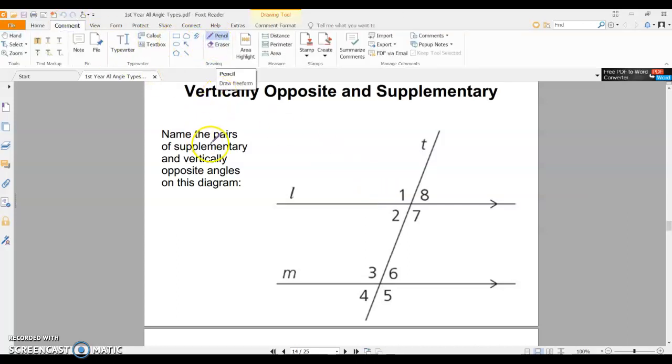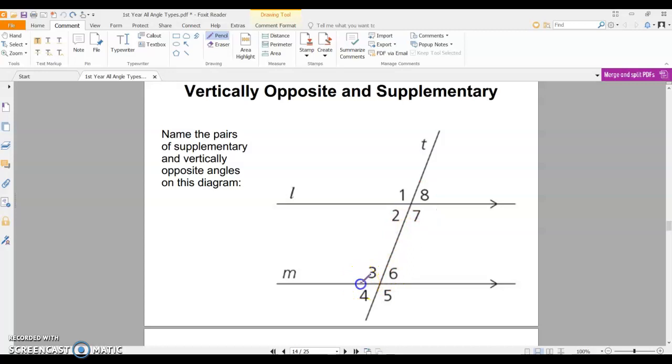Okay, so name the pairs of, we'll do the supplementary angles first. So remember, supplementary angles are two angles which add to 180. So they make up a straight angle. So on that diagram, 1 and 8 are supplementary. They're going to add to 180 degrees. 1 and 2 are also supplementary. They're going to add to 180. 2 and 7, supplementary as well. There's a straight angle. 7 and 8 are supplementary as well.